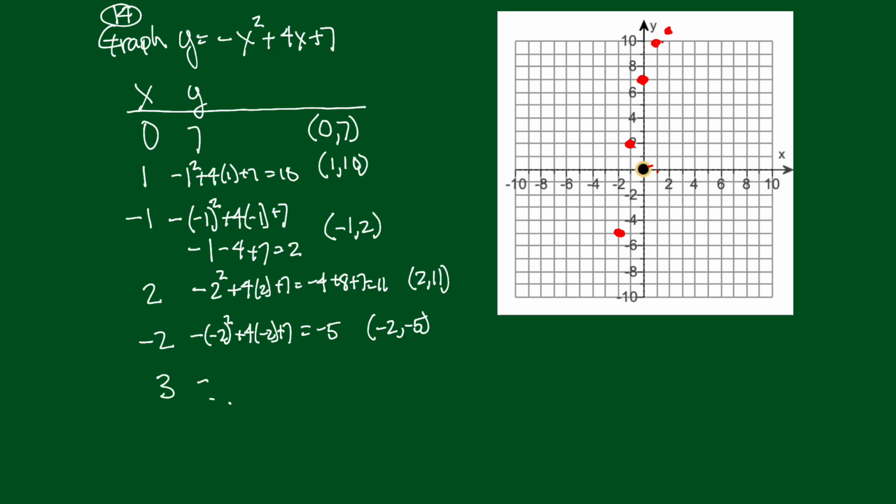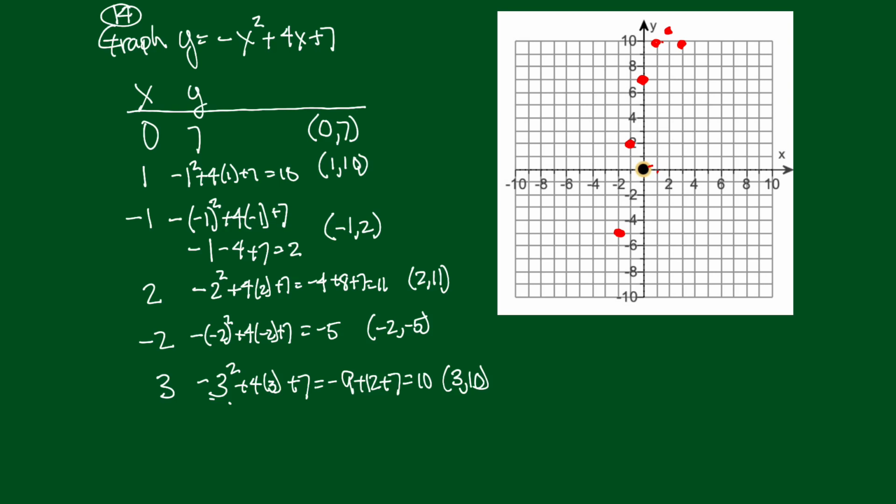Now 3 is going to give me negative 3 squared plus 4 times 3 plus 7. This will give me negative 9 plus 12 plus 7. And that comes out to be a 10. All right, so now to the right 3, up 10. So let's plot that. Starting at the origin, I'm going to move to the right 3, up 10. Puts me here. Oh, can you see this thing turning around now with the symmetry?